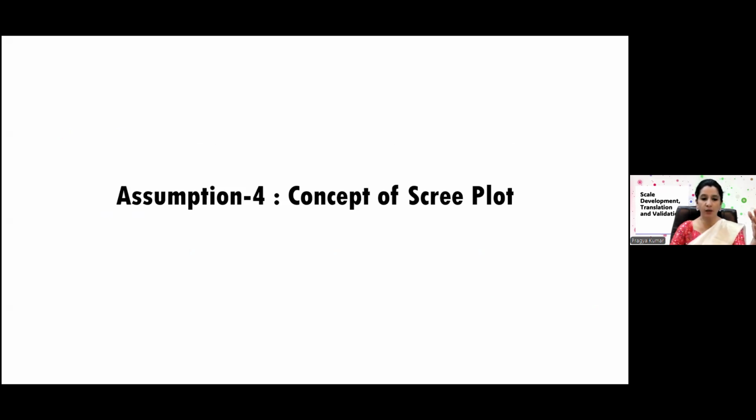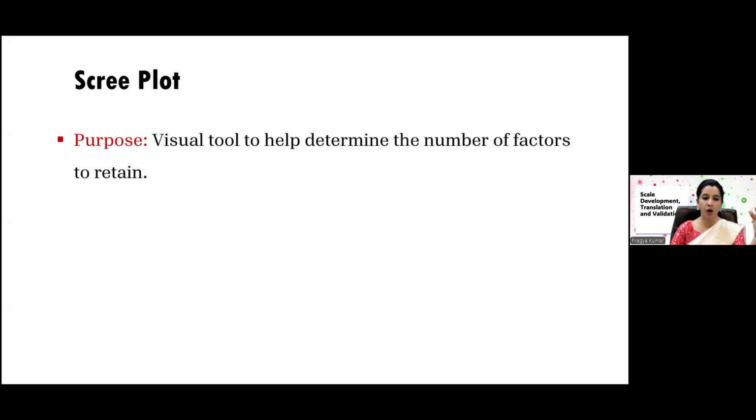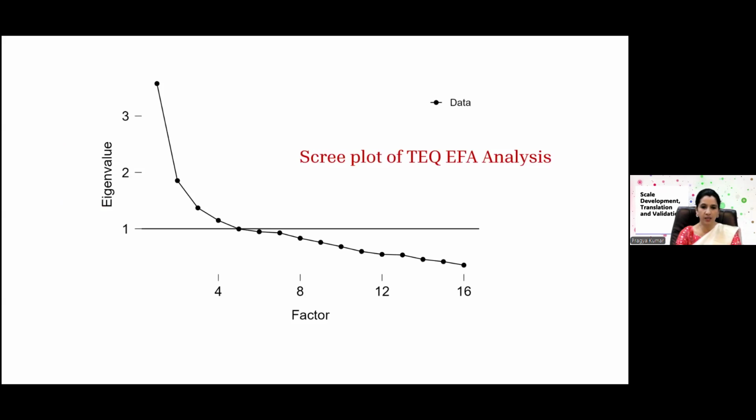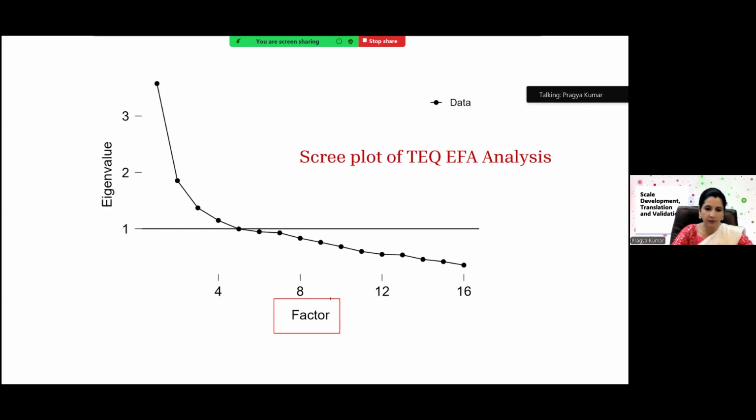So what is a scree plot? A scree plot is a plot between the factor and the eigenvalue. It is a visual tool to determine how many factors you should retain, and you should look for the elbow, the point where the slope flattens. I'll show you, these things you will not understand otherwise. So see, this is a scree plot. It is a graph between the factor and the eigenvalue.